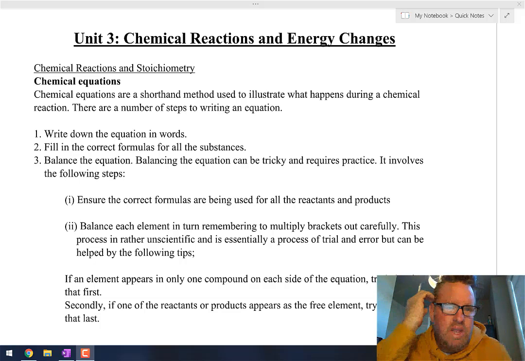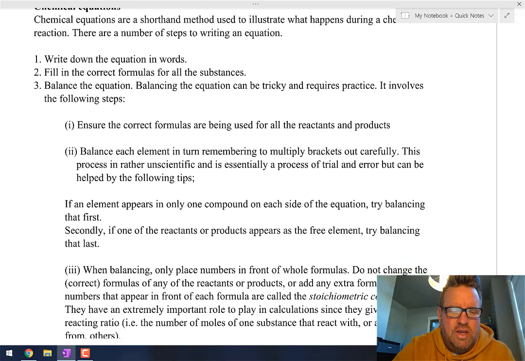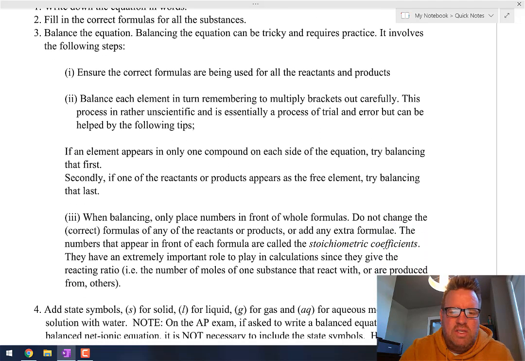So, Unit 3 begins with balancing equations. I just want to highlight a couple things about balancing equations, and I'm going to do some examples with that. When you balance an equation, the only thing that you can change are what are called the coefficients. The coefficients are the numbers that go in front of the chemical formulas.